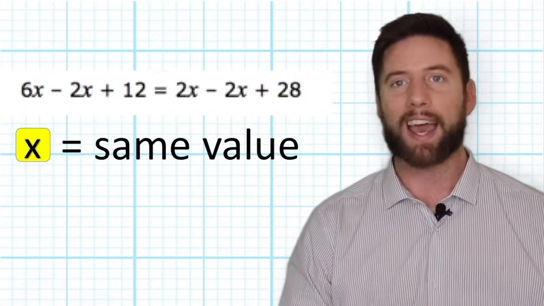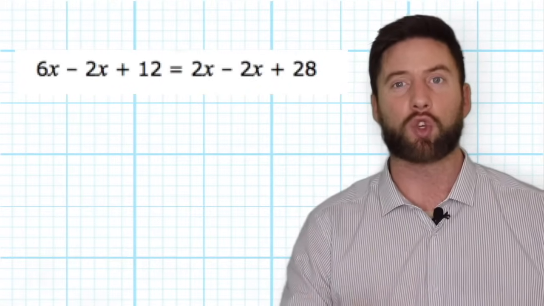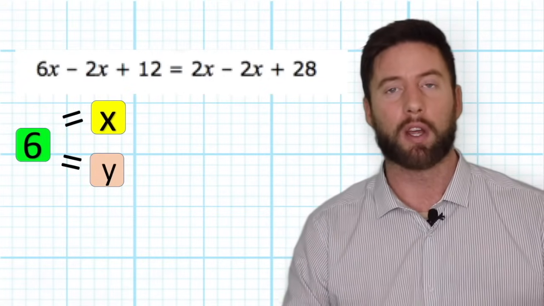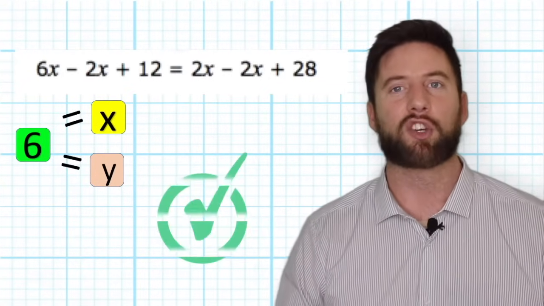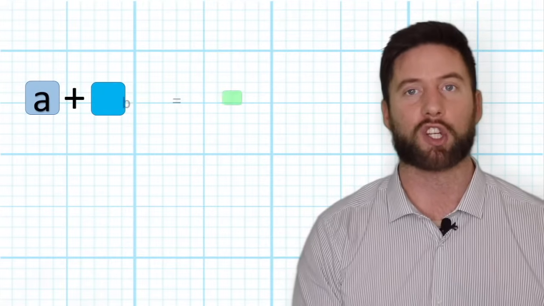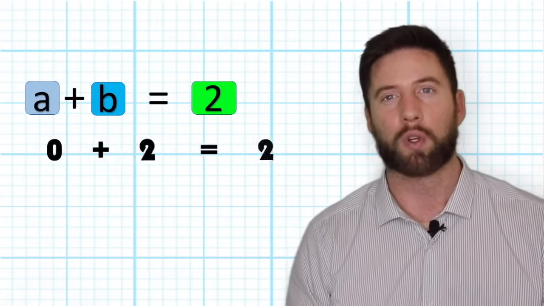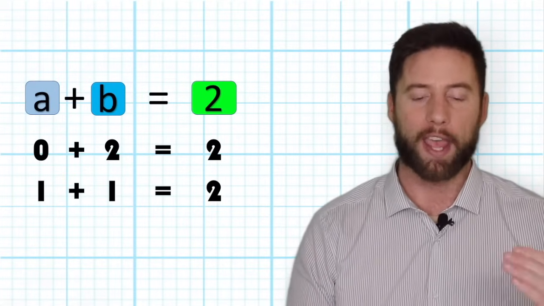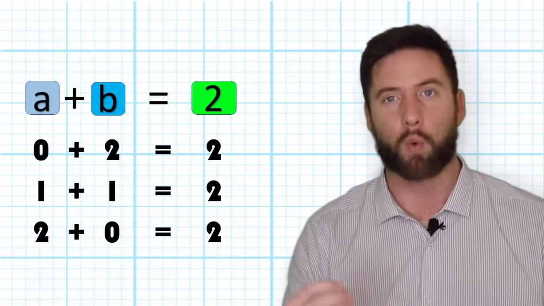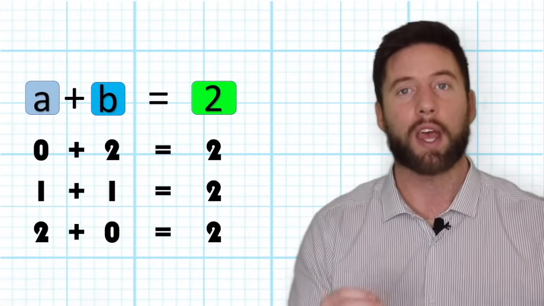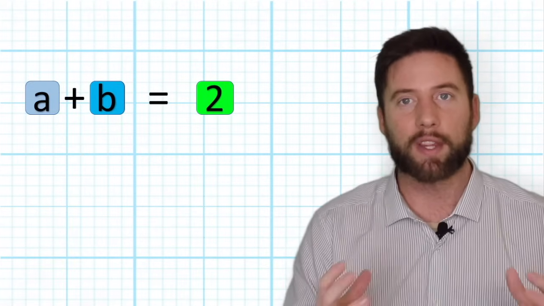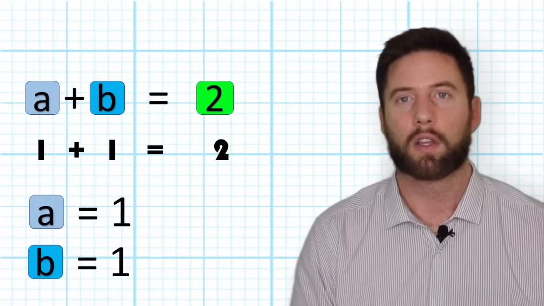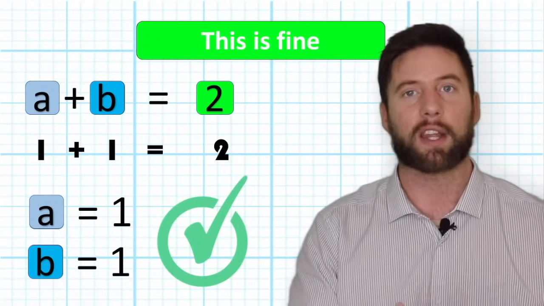Okay, so we know that we cannot have the same letter representing two different numbers. But what about the other way around? Can one number be represented by two letters? Yes, we can. And here's a good example. Let's say we have the equation a plus b equals 2. Now, a could have the value of 0 and b could have the value of 2. Or a could have the value of 1 and b could have the value of 1. Or a could have the value of 2 and b could have the value of 0. So in this example, even though a and b are different symbols, they are holding the same value. There will be times where they just happen to represent the same value.